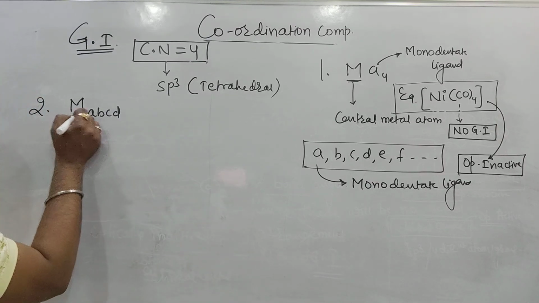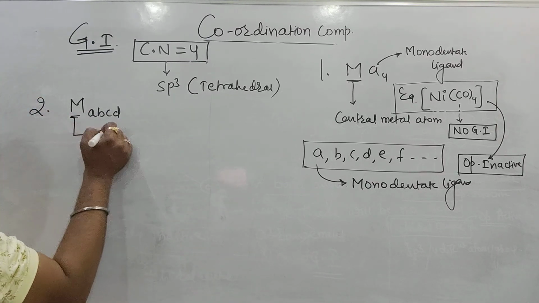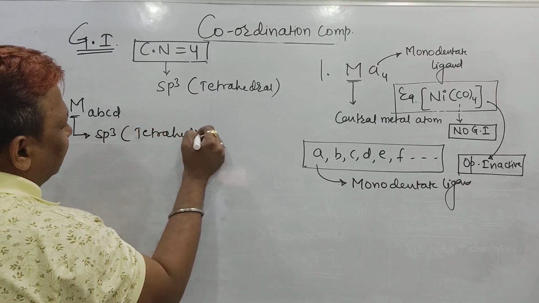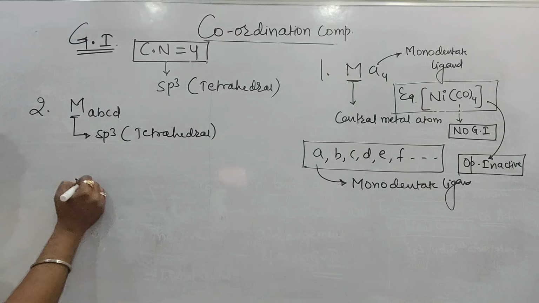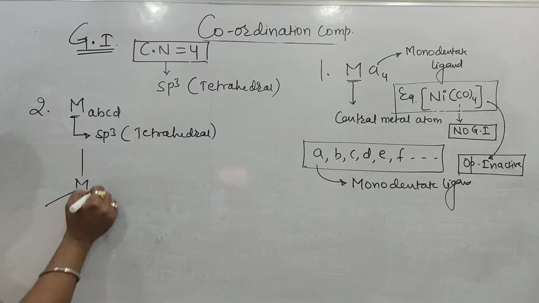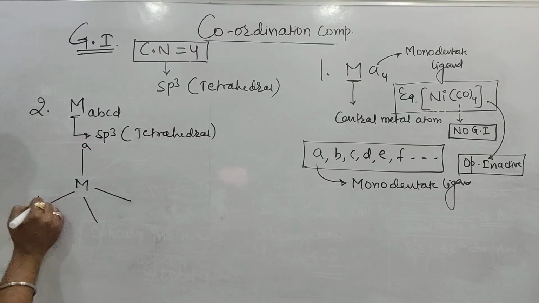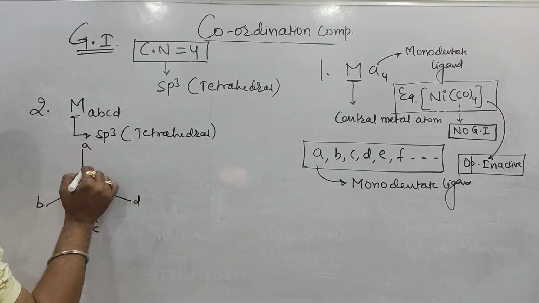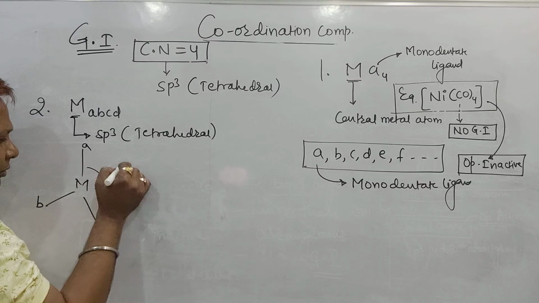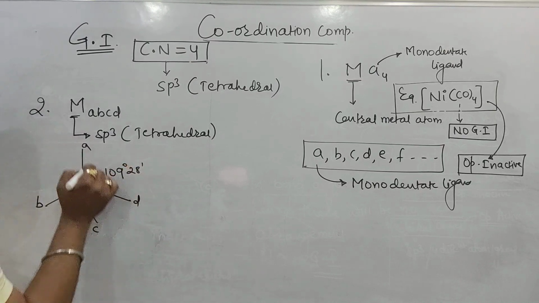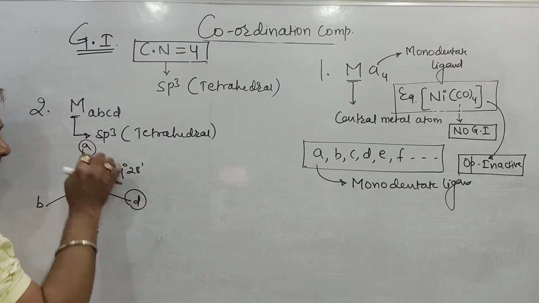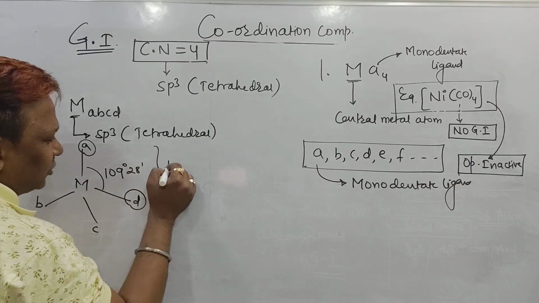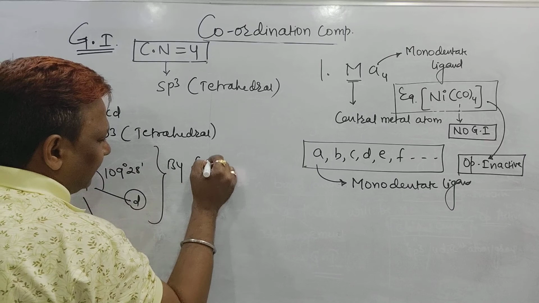Second example you saw, MABCD. Now M will have which hybridization? sp3. Obviously our geometry should be tetrahedral. Tetrahedral geometry, just try: M, A, B, C and D. Now I will ask you, between A and D, what is the bond angle? Sir, 109 degrees 28 minutes. Again I will ask you, by flipping A and D, are you finding any change in the bond angle? No sir.